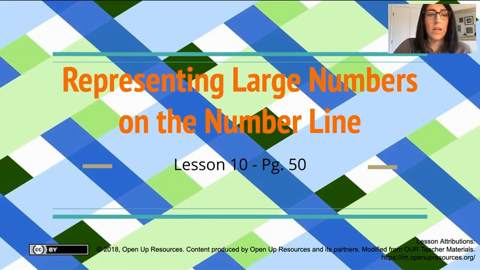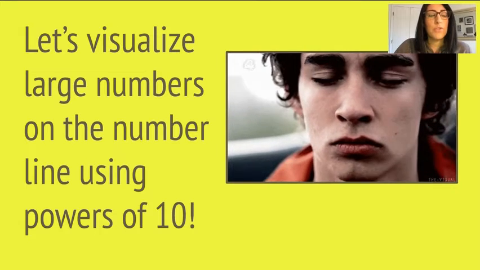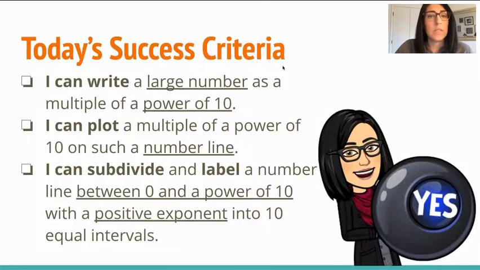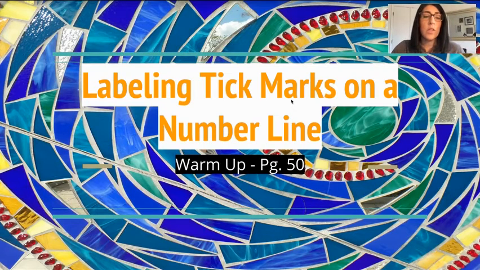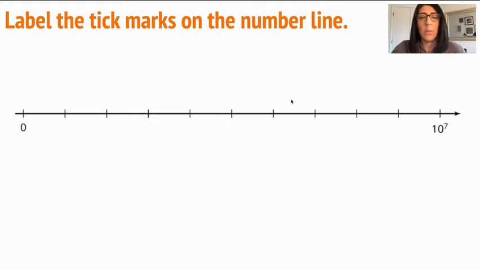Welcome to lesson 10, where we will be representing large numbers on the number line. We'll do this by visualizing large numbers on the number line using powers of 10. To be successful at this lesson, you'll be able to write a large number as a multiple of a power of 10. You can plot a multiple of a power of 10 on such a number line, and you can subdivide and label a number line between 0 and a power of 10 with a positive exponent into 10 equal intervals. We'll start by labeling tick marks on a given number line.